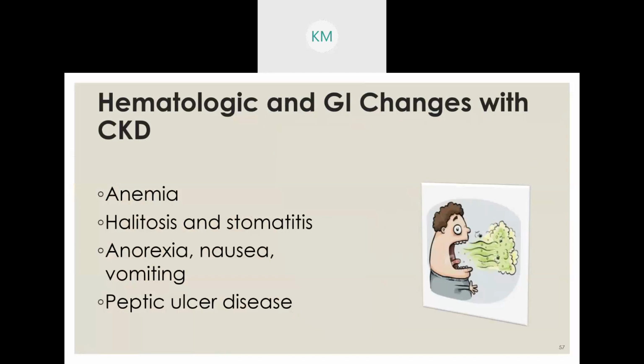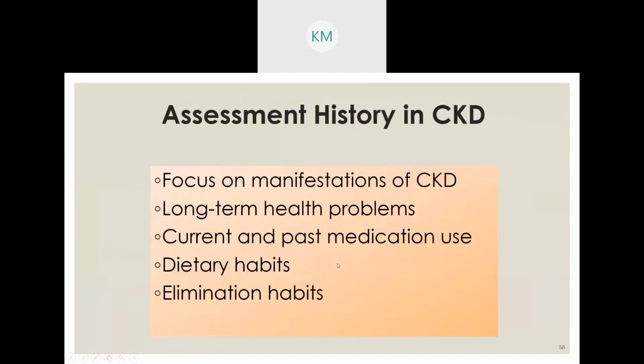Uremia is responsible for anorexia, nausea, and vomiting, potentially related to high BUN and creatinine levels, and acidosis. Ulcer formation may occur in the stomach, small intestine, or large intestine as well. This is where you get your peptic ulcers.